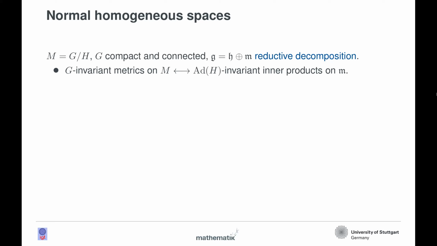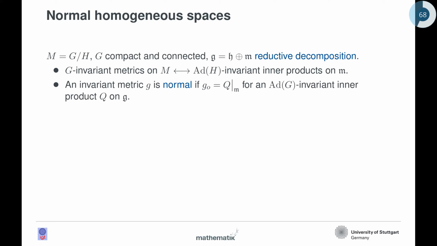And we want something stronger. We want a normal metric. A normal metric means precisely what I talked about in the slide before that. The metric is supposed to be the restriction of some G-invariant inner product on the Lie algebra G. So in particular, for such an invariant inner product to exist at all, the Lie algebra G has to be compact.